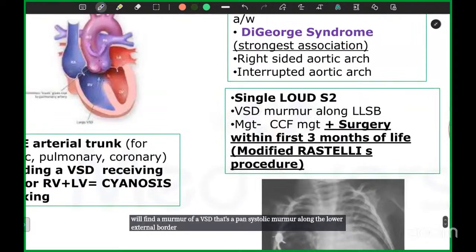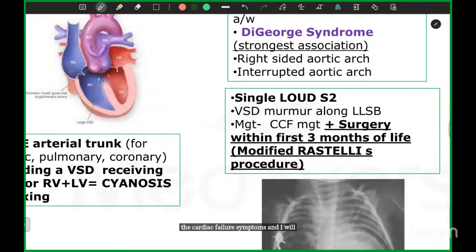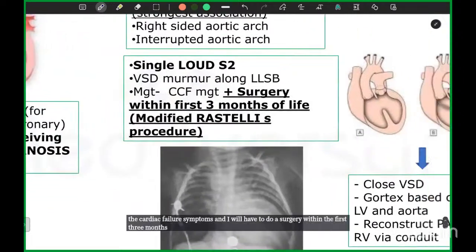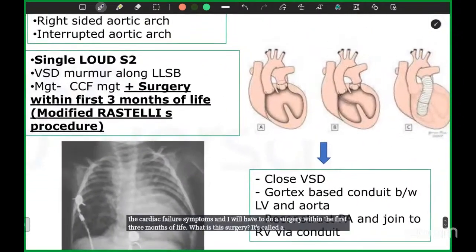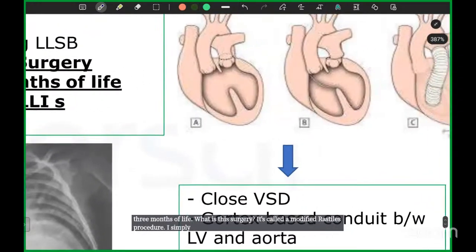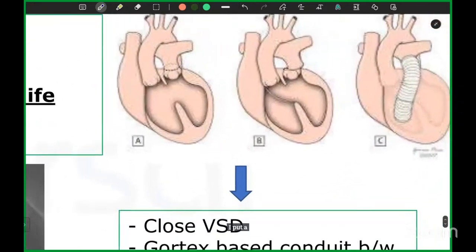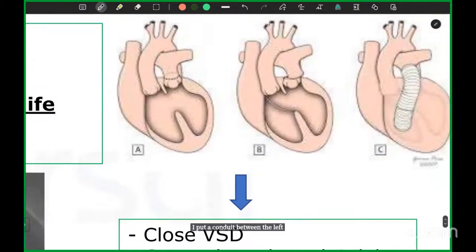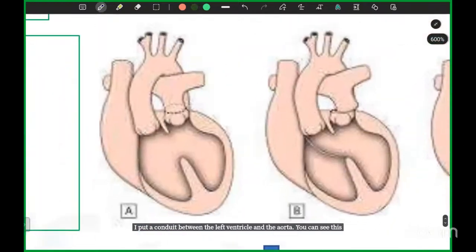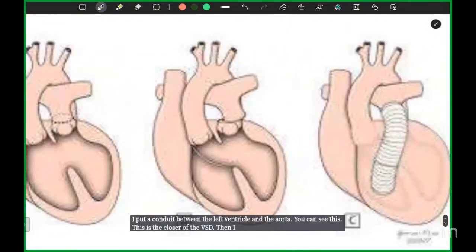I will have to manage the cardiac failure symptoms, and I will have to do a surgery within the first 3 months of life. What is this surgery? It's called a modified Rastelli procedure. I simply close the VSD here. I put a conduit between the left ventricle and the aorta. You can see this, this is the closure of the VSD. Then I've placed a conduit between the left ventricle and the aorta. As you can see, this is the conduit.